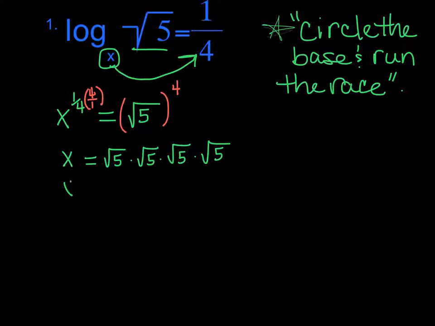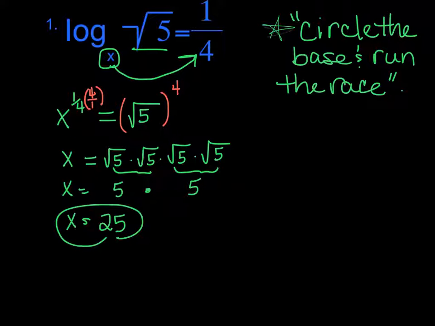Okay, there are others. So, we know that radical 5 times radical 5 is just 5, then another radical 5 times another radical 5 is 5. So then our answer would be x equals 25. And there we go. And that would be our final answer. Now, again, please make sure that you're writing these answers and all the work that leads up to it in your notes, and make sure at the top of the page you have circle the base, run the race.